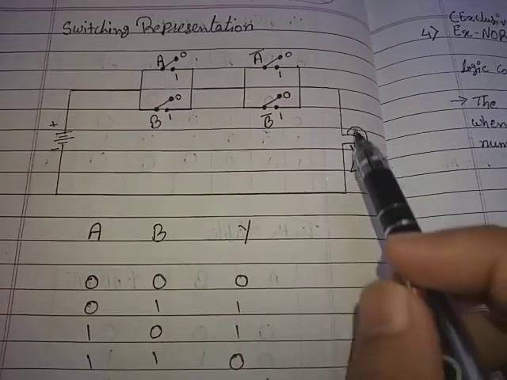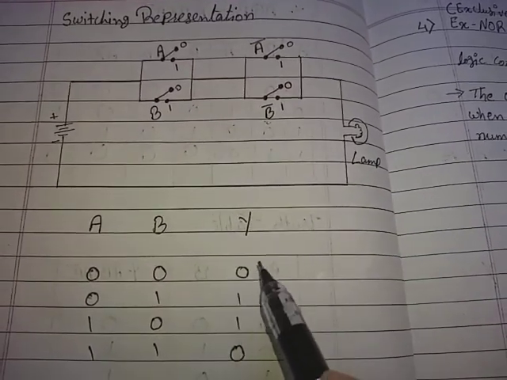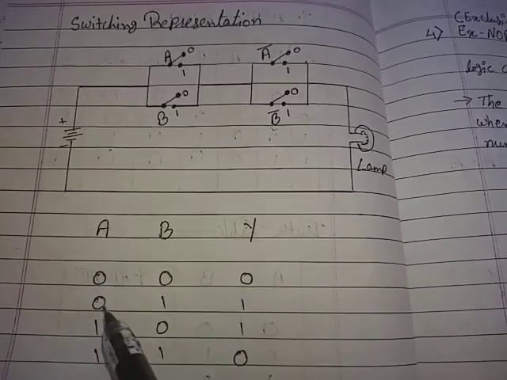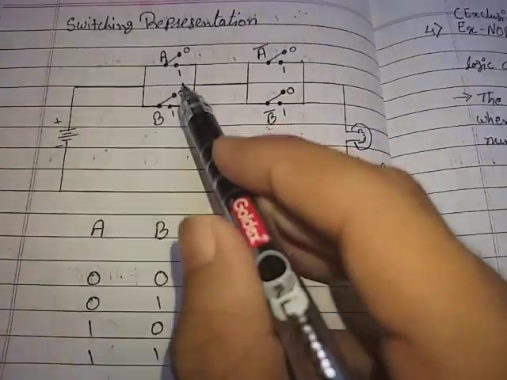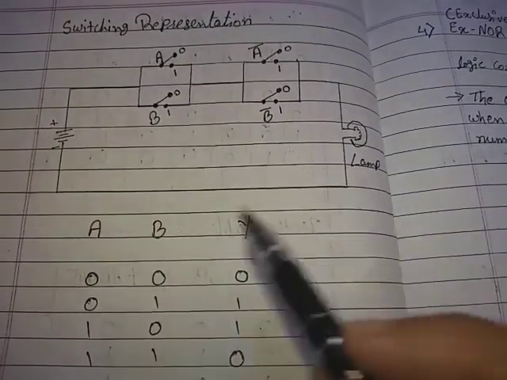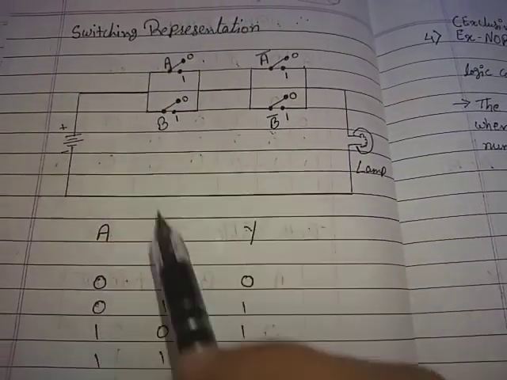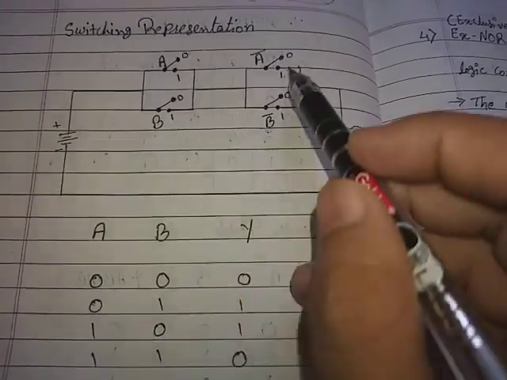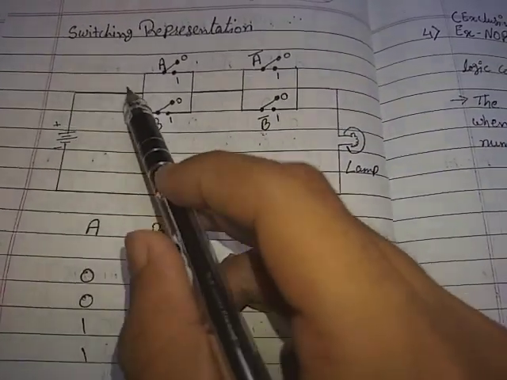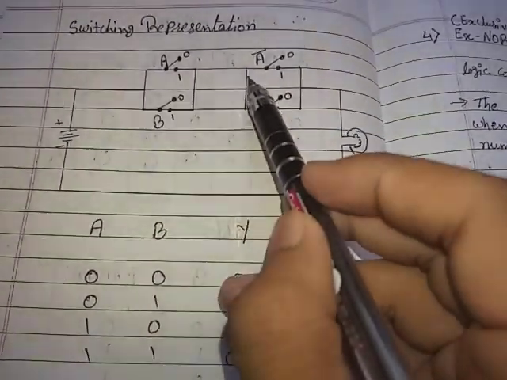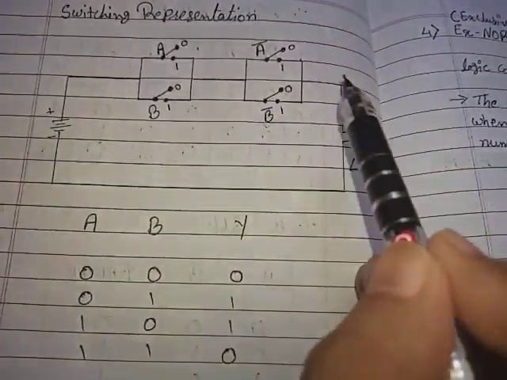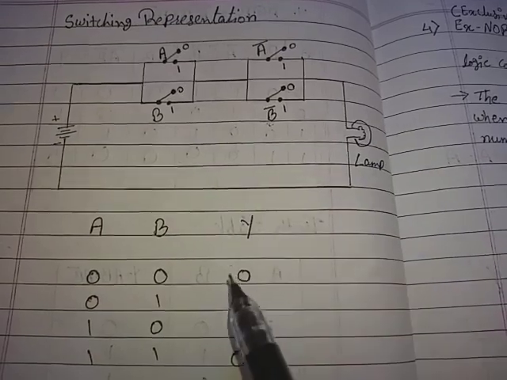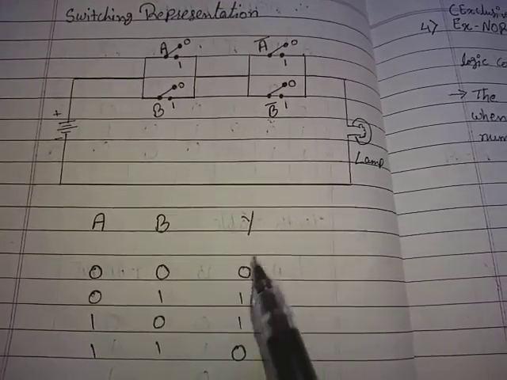And hence the lamp will not glow. That's why Y is equal to 0. Now A is at 0, that means A bar will be at 1, and B is at 1, that means B bar will be at 0. So current will flow from B is 1 and A bar will be 1. So current will flow from switch A bar to the lamp. The circuit completes, hence the lamp will glow and output will be 1.